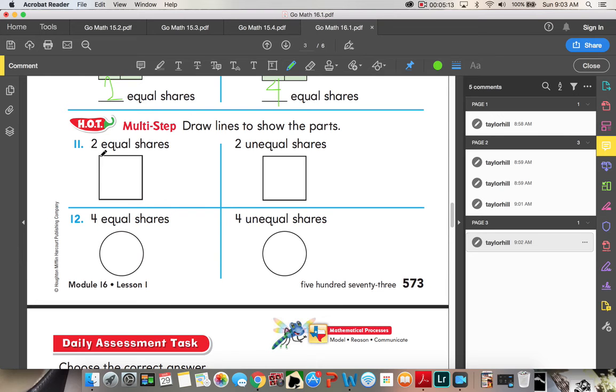Okay. Number 11, draw lines to show the parts. 2 equal shares. So we want to make it even. So we want them to be the same. Okay? And then unequal shares. We want them to be different. We want them to be different sizes. Okay, number 12, 4 equal shares. So I'm going to divide it in half and divide it in half again. And that's as best as I can do. And then I'll make this one really obvious that it is not equal. Okay, so none of those shapes are the same size. None of those shapes are equal.